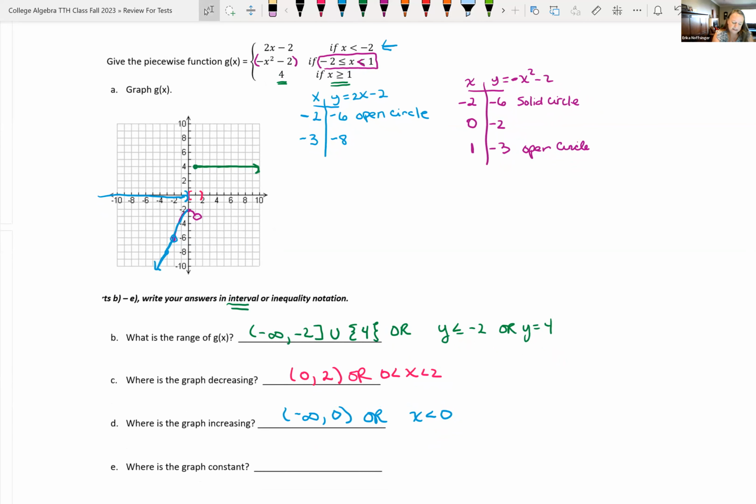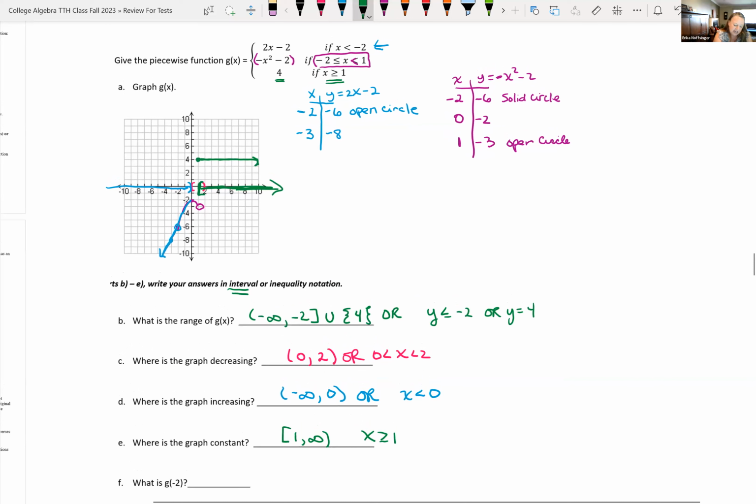Where is it constant? Well, that's where we have a horizontal line. We're looking at the x values. So it's starting when x is 1, and it's going until I go to infinity. So 1 to infinity, or x is greater than or equal to 1.